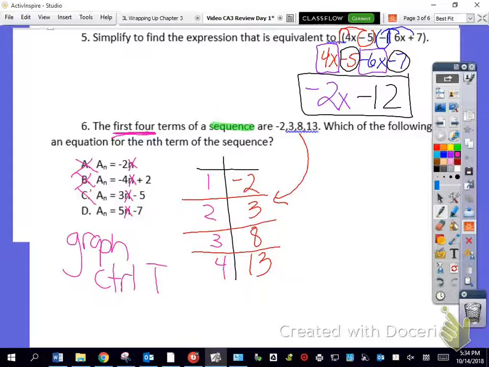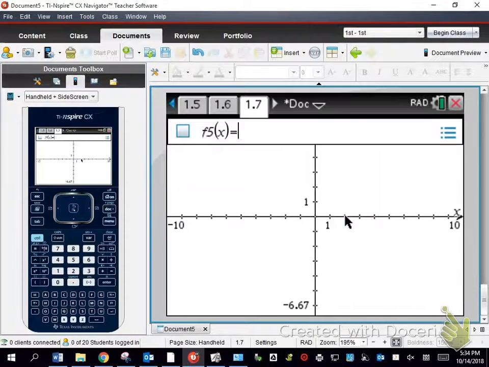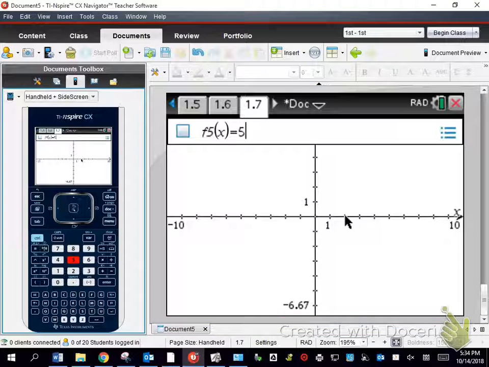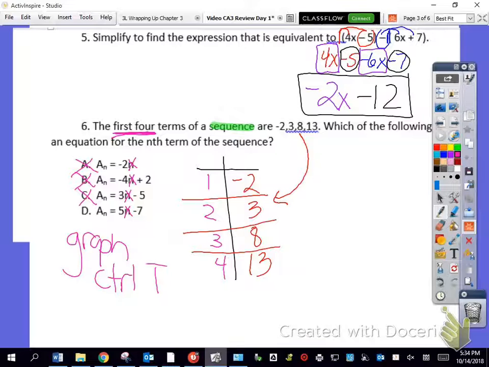That does not match. So it has to be 5x minus 7, but we want to make sure, Control Doc, 2. So 5x minus 7, enter, and then hit Control T, and you have your sequence right there. So that is your answer. So the answer is D.